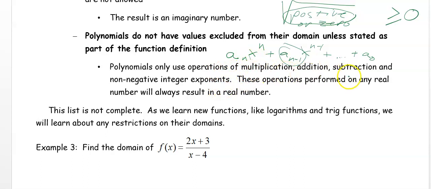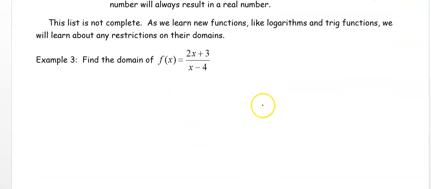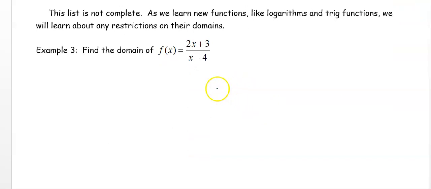So they use multiplication, addition, subtraction, non-negative integer exponents. These operations will always result in a real number no matter what real number x you put in. So we say the domain of polynomials is all real numbers. This is not a complete list for all of your math career, but it's what we need for now. So if I need to find the domain of example 3, I need to say, are there any rules I could break? Could I pick a number that would cause division by 0 or the square root of a negative? Well, if I look, anytime you have a variable in a denominator, you've got the possibility of dividing by 0.